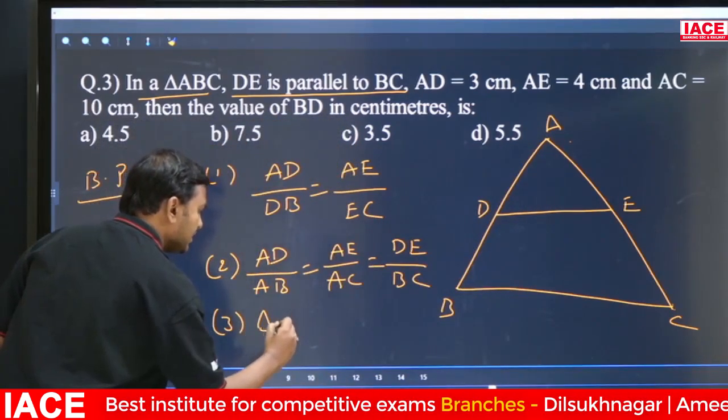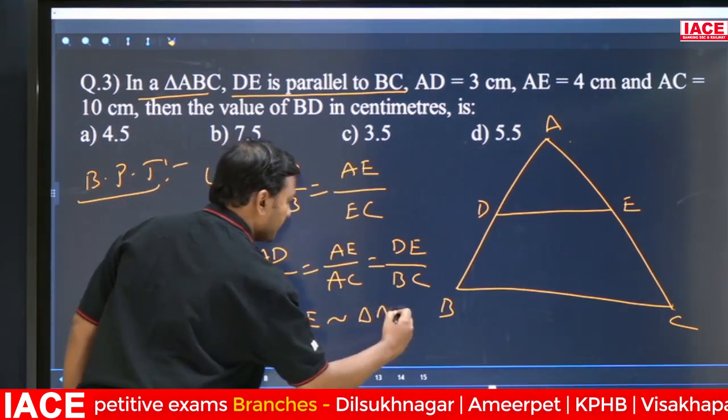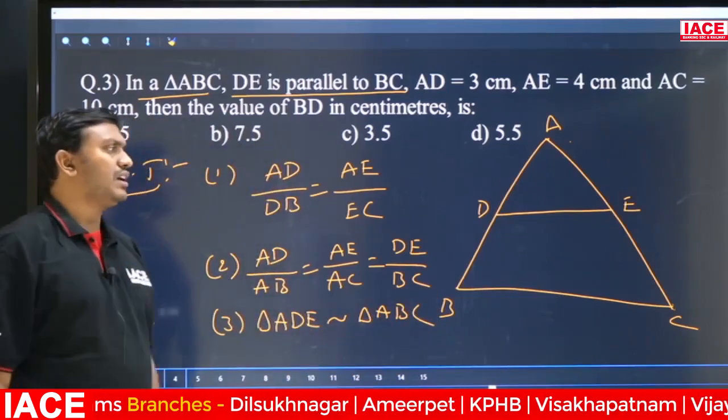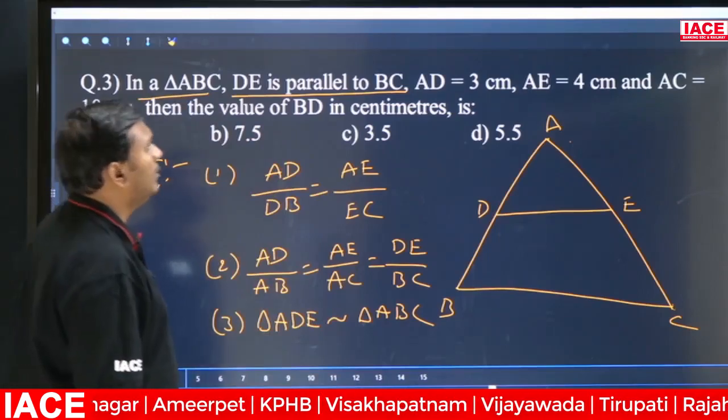Both are which triangles? Similar triangles. This we'll discuss in class, right? So ADE is parallel to ABC. Both are which triangles? Similar triangles. So what is given? Just we'll see.